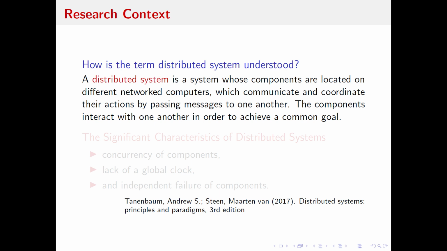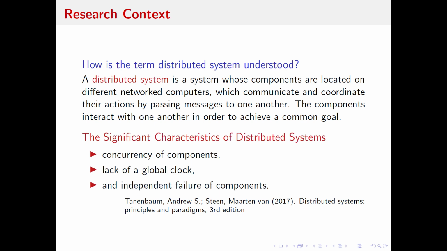At the beginning of my presentation, I want to clarify what we understand as a distributed system. Our understanding is the same as the one given by Andrew Tanenbaum and Maarten van Steen in their well-known monograph, Distributed Systems: Principles and Paradigms. So, a distributed system consists of a set of components located on different nodes of a network. These components interact with one another by exchanging messages to achieve common goals.